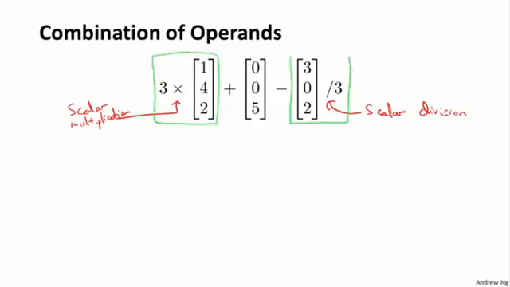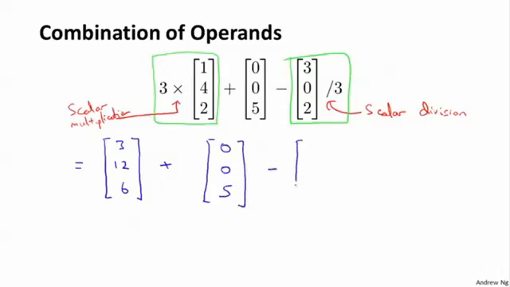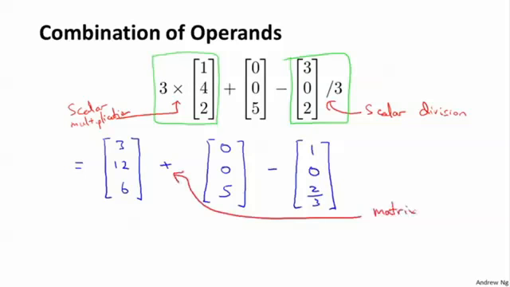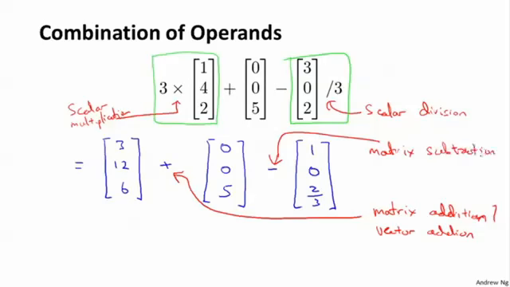these two operations first, then this thing is equal to, let's see, 3 times that vector is 3, 12, 6, plus my vector in the middle, which is 0, 0, 5, minus 1, 0, 2/3. And again, just to make sure we understand what's going on here, this plus symbol is matrix addition. Or really, since these are vectors, and remember vectors are special cases of matrices, we can also call this vector addition. And this minus sign here is, again, matrix subtraction. But because this is an n by 1, really a 3 by 1 matrix, it is actually a vector. So we can call this vector subtraction as well.